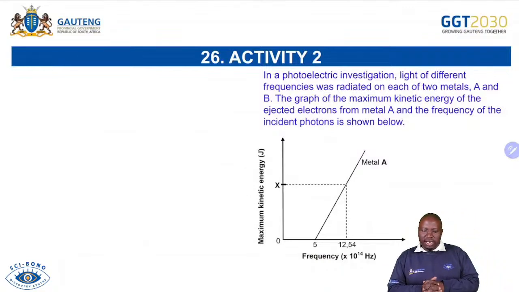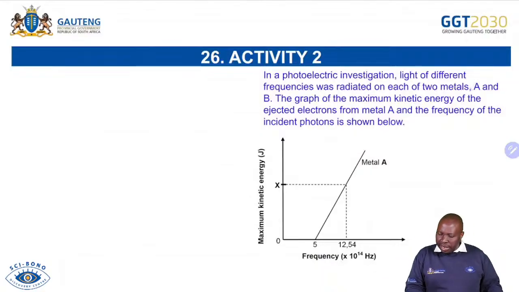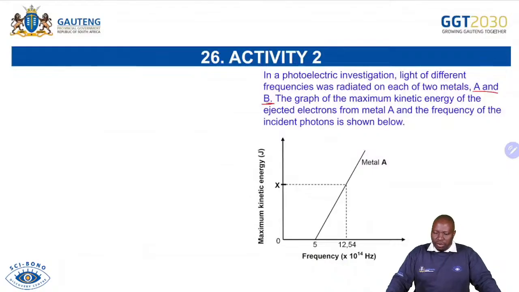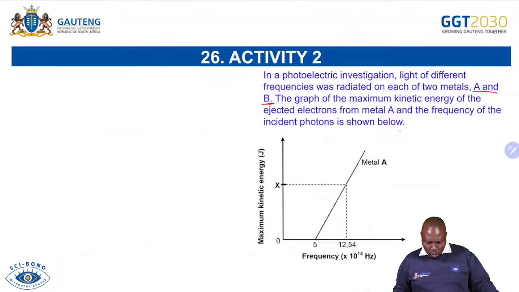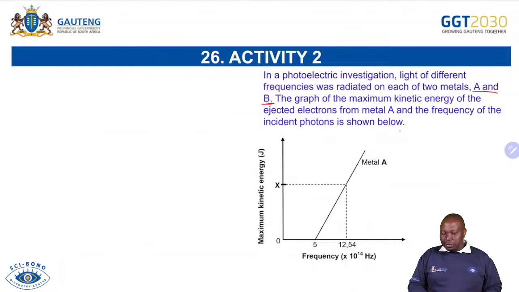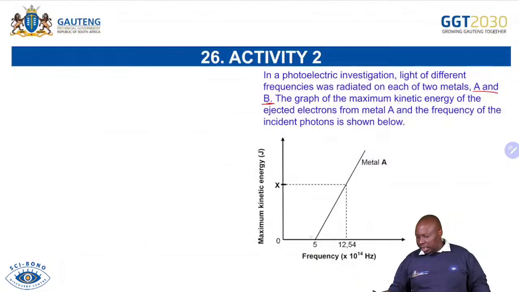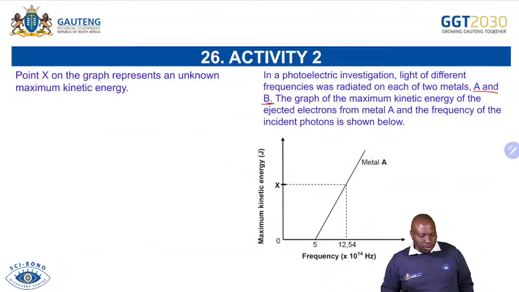In a photoelectric investigation, light of different frequencies was radiated on each of two metals. So we have metal A and metal B. The graph of the maximum kinetic energy of the ejected electrons from metal A against the frequency of the incident photon is shown below. So you can see, nice graph. I think by now you know what it means. Let me leave you to it so that you are able to answer. I don't want to take you to where you are supposed to go.